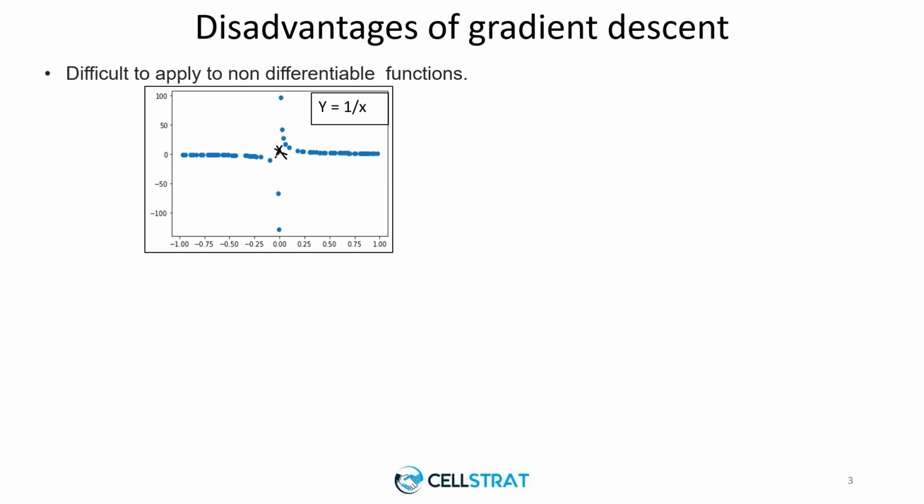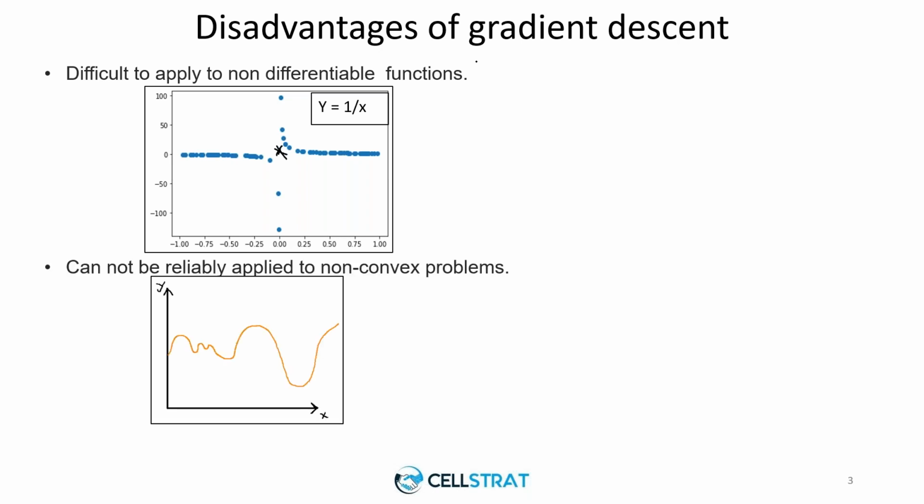So this is one of the major drawbacks of gradient descent, or any optimization algorithm that works on the principle of gradients. If you have to use gradient descent for your optimization problem, then it is mandatory that your cost function or error function is differentiable at all points. So that could be a drawback.